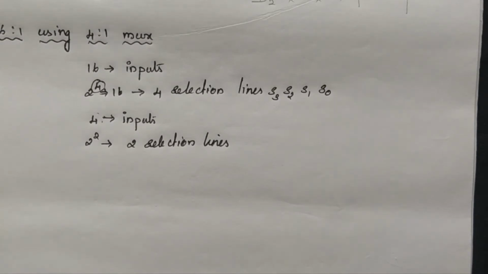multiplexers. Likewise, in the second level, we will have 4 outputs from the first level. That should be converted into a single line, which can be done using a 4:1 mux. Therefore, in the first level, we will have four 4:1 muxes, and in the second level, we will have one 4:1 mux.